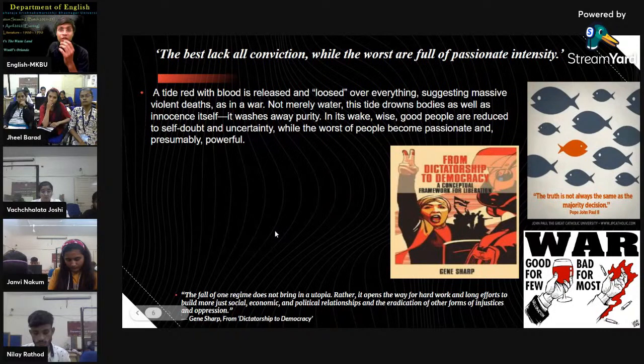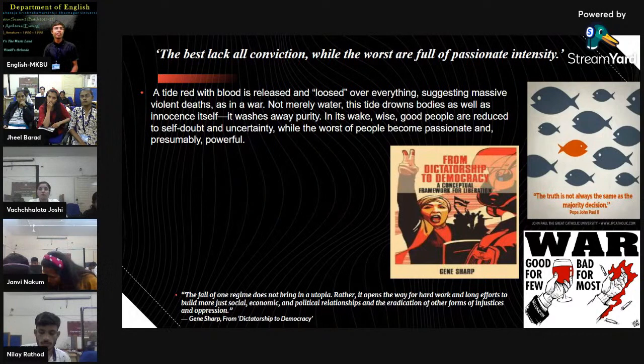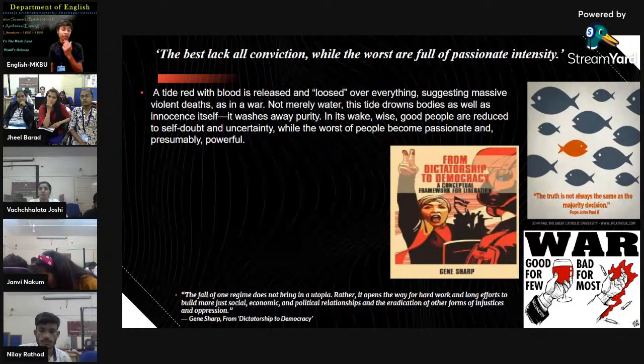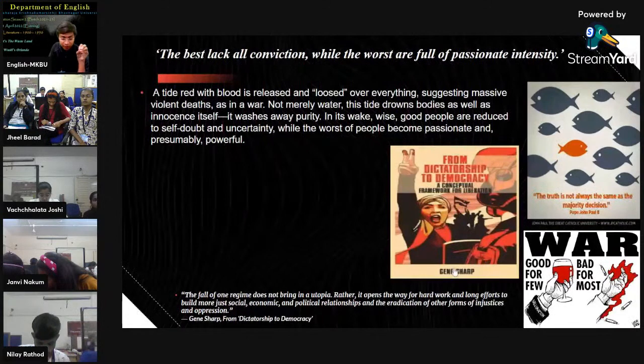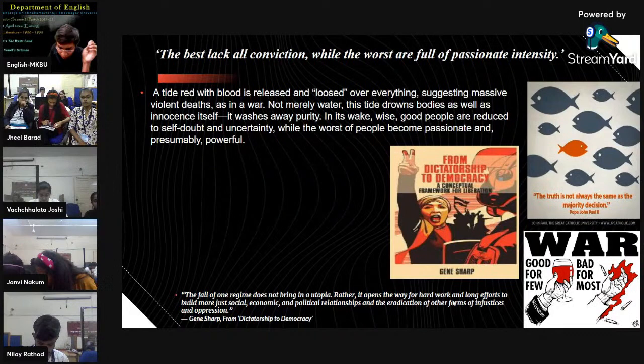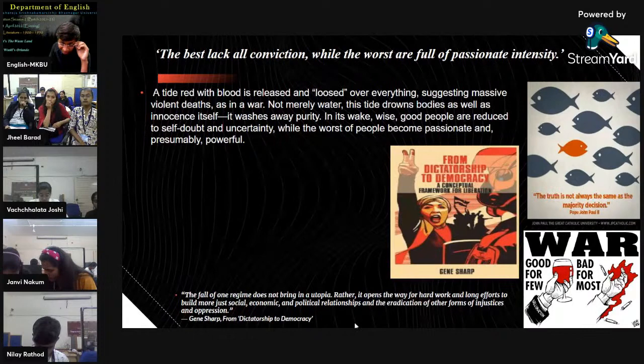Let us take an example of the Russian 1917 revolution, that Lenin came and established the new government. He dethroned Tsar Nicholas II, and it was the end of monarchy in Russia. Another book is From Dictatorship to Democracy, by Gene Sharp. He writes, the fall of one regime does not bring in a utopia, rather it opens the way for hard work and long efforts to build more just social, economic and political relationships and the eradication of other forms of injustice and oppression.